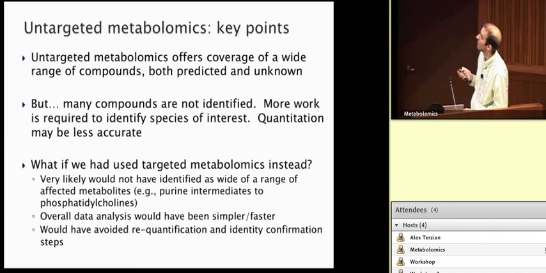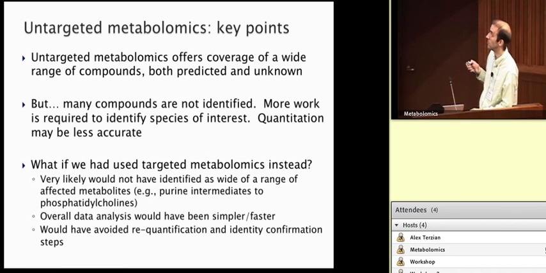Key points out of this: untargeted metabolomics gives you coverage of a lot of compounds, both predicted and unknown. Many compounds are not identified initially. You may have to do more work to figure out what's going on with those, but it can be done, and the core lab is here to help you with that.